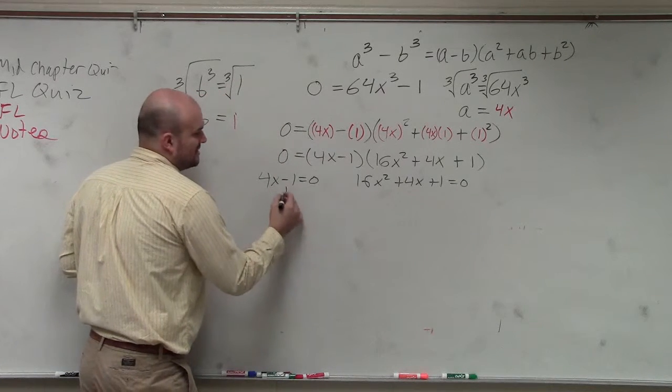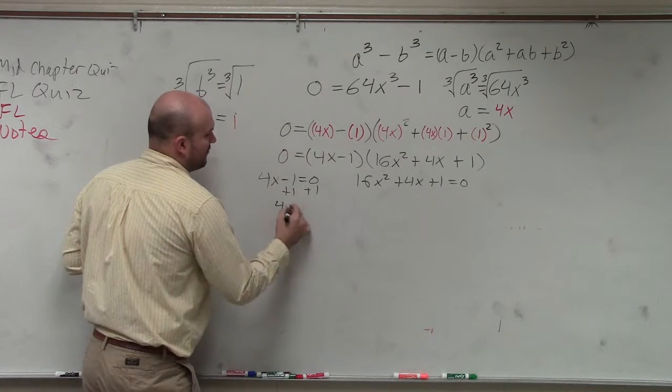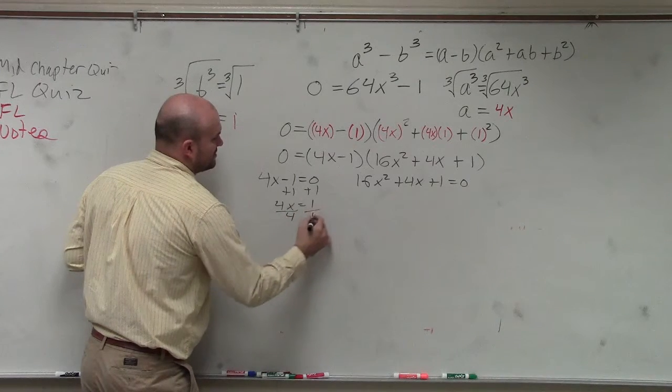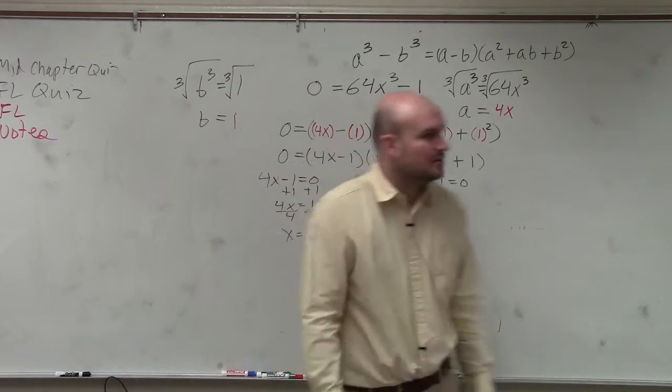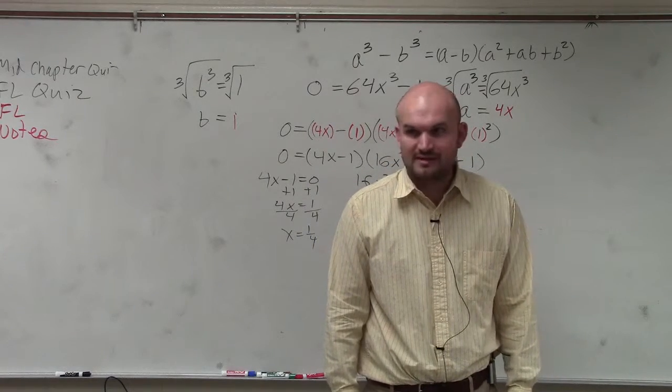Well, this one's easy. I just add 1 to both sides. 4x equals 1. Divide by 4. X equals 1/4. Cool. Got it. Right? Everybody's OK with that?